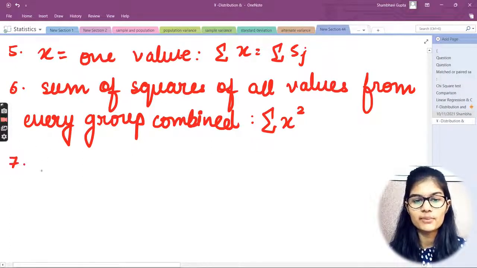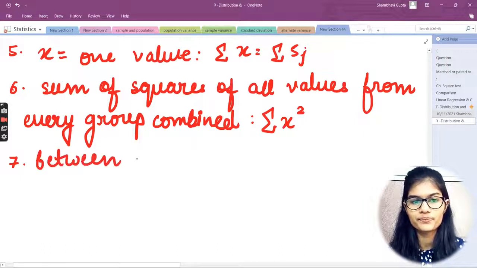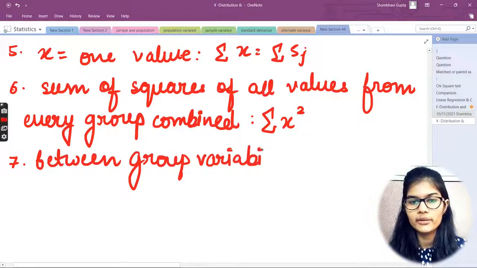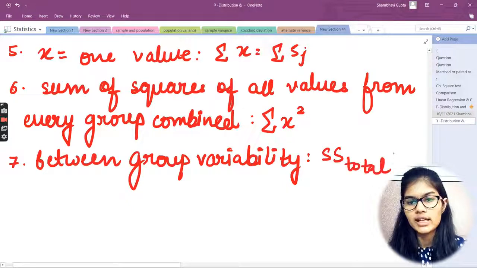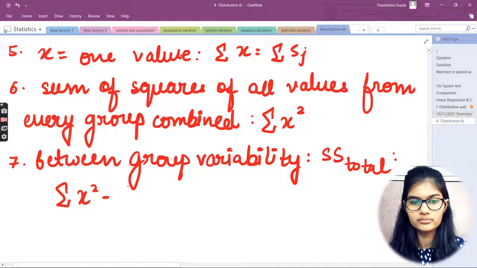So next we are having the between group variability. So I will just write that as well. It's between group variability. It means what? It is the SS total. And what's the formula for that? The formula is sigma of x squared minus sigma x whole square divided by n.